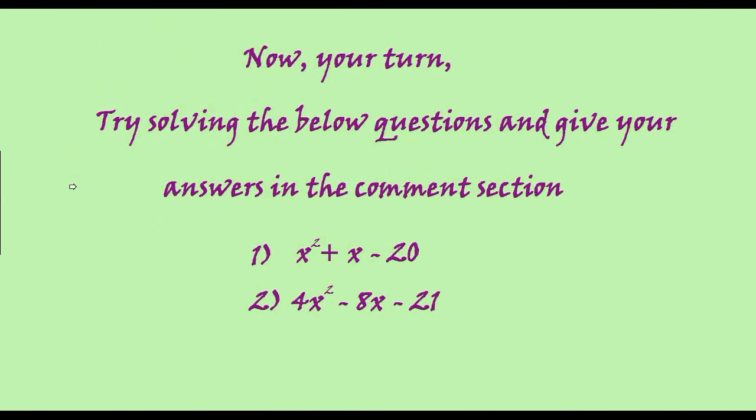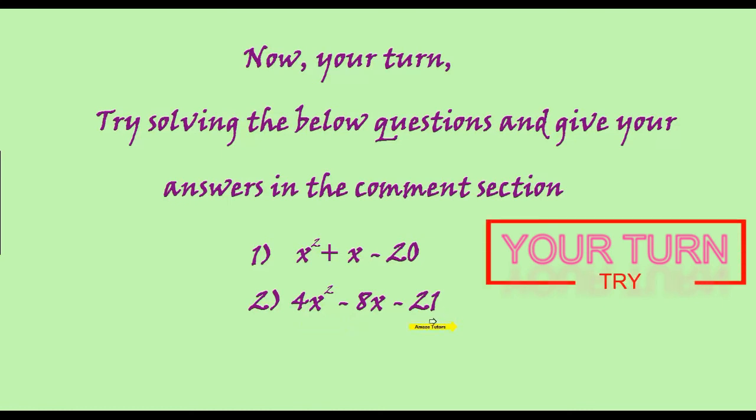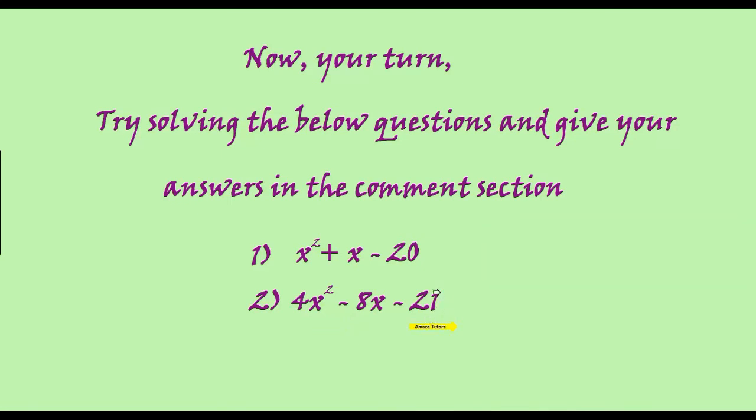I hope you understand how to do the magic cross method to get the linear factors of a given quadratic. Now it's your turn. I'm giving you 2 questions. Try solving them and give your answer in the comment section. Factorize x squared plus x minus 20. Factorize 4x squared minus 8x minus 21 using the magic cross method.